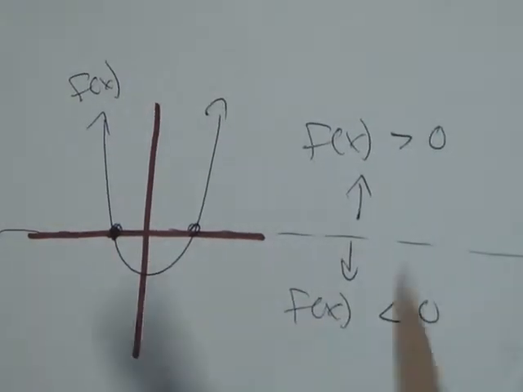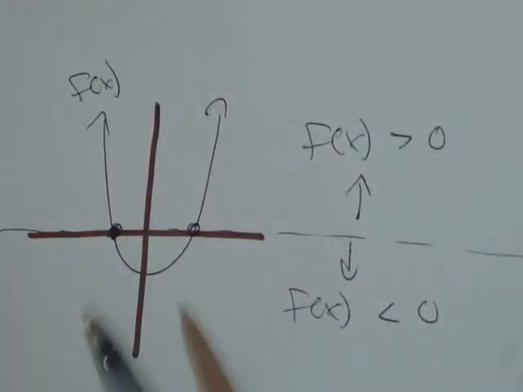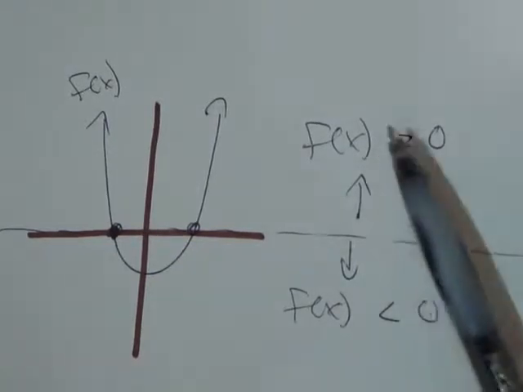Alright, so really the only thing that matters to find is the x-intercepts. Once we have the x-intercepts, we know when it's above and below, or when it's greater than or less than 0. So let's come over here and take a look.